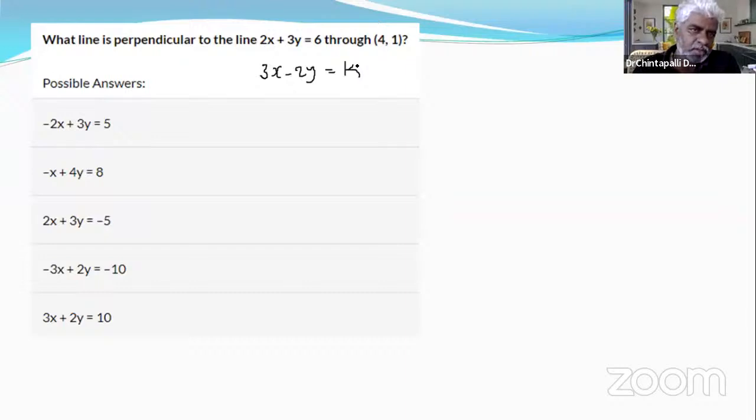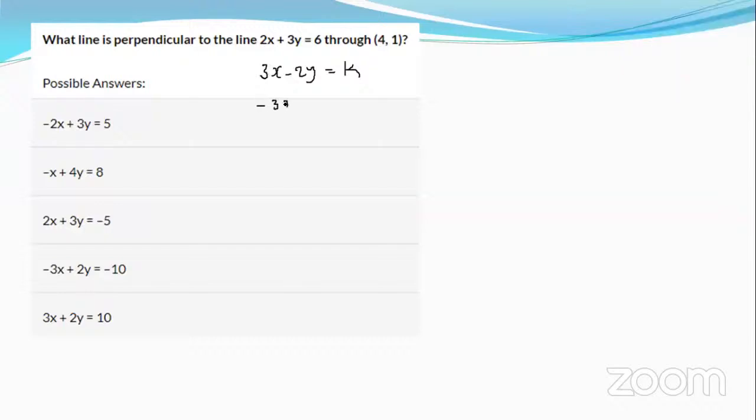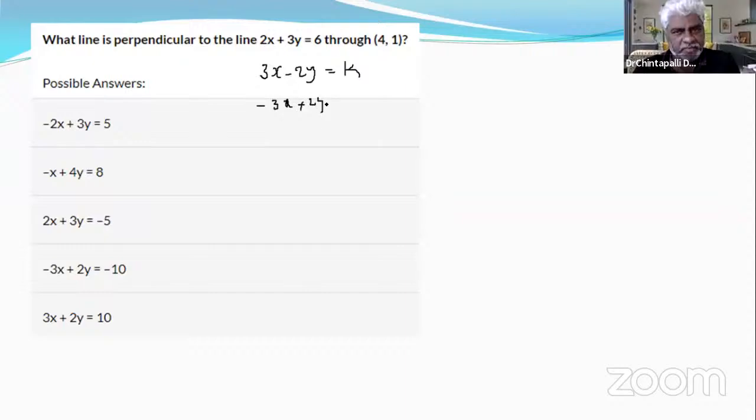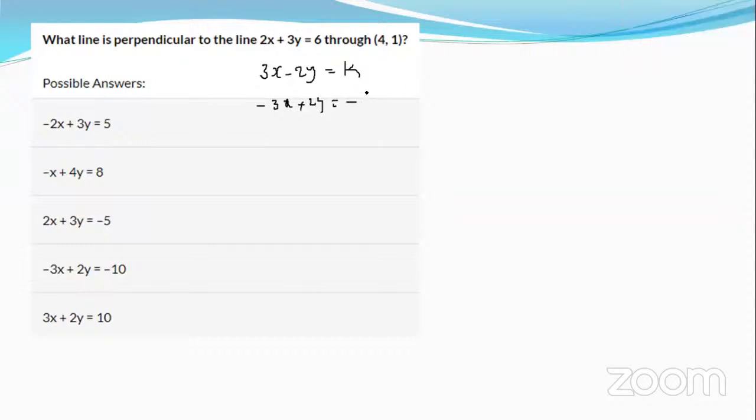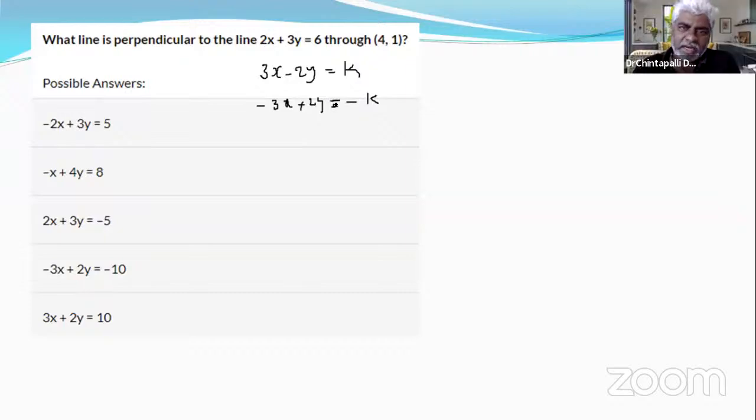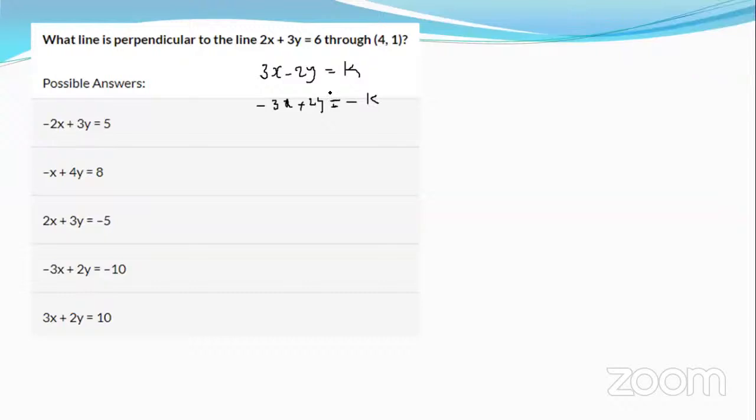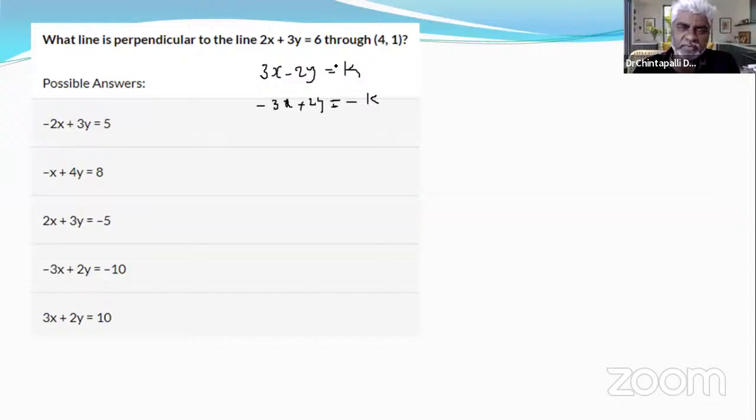Is it option 1? 3x... What happens when we multiply both sides by negative? 3x minus 2y becomes minus 3x plus 2y. Yes, sir, so both formats are correct. If it is in the format of 3x minus 2y or minus 3x plus 2y, both are correct. That means option 4. Yes, definitely option 4.